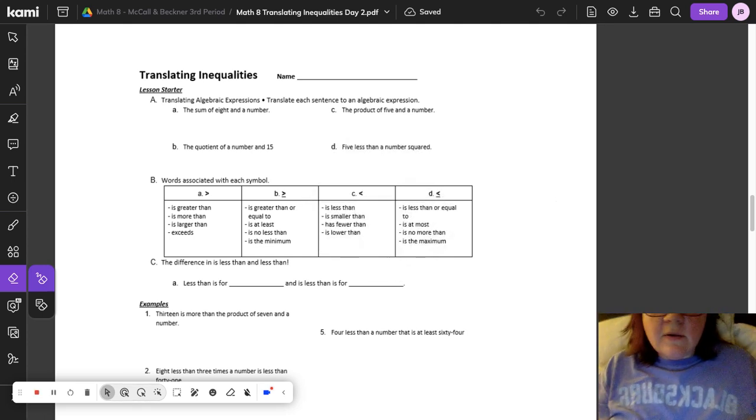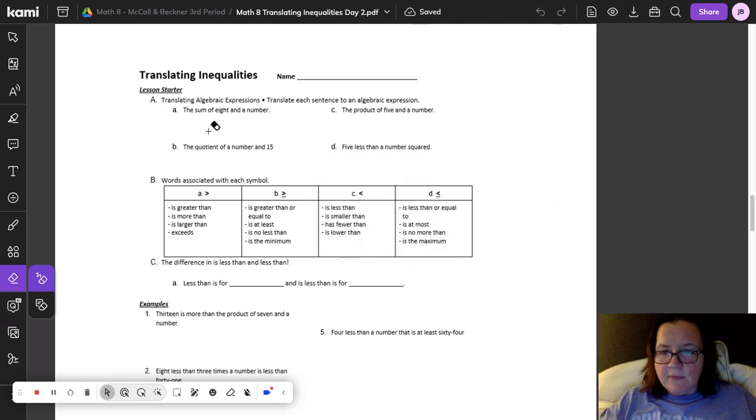All right, girl, we're going to go over these notes together. We did these in class, so I'm not going to do the whole thing, but I am going to do some of it, enough that you'll be able to do the assignment. All right, so we were talking about translating inequalities.